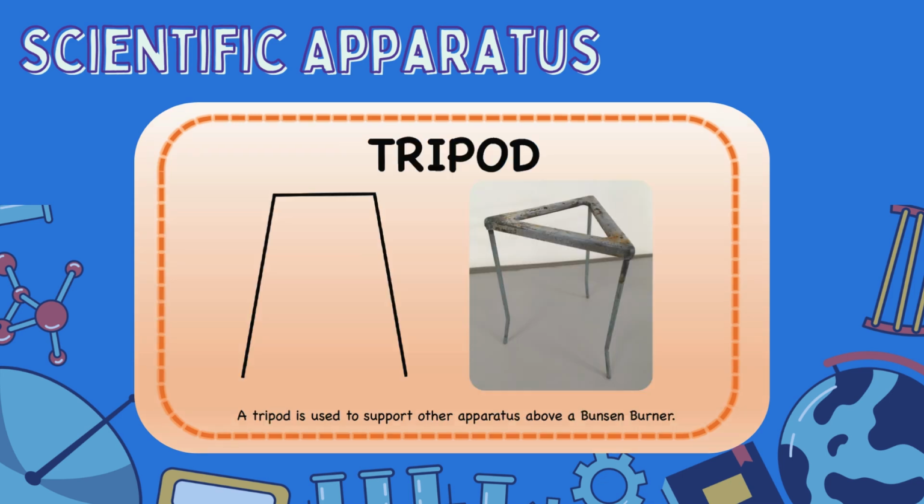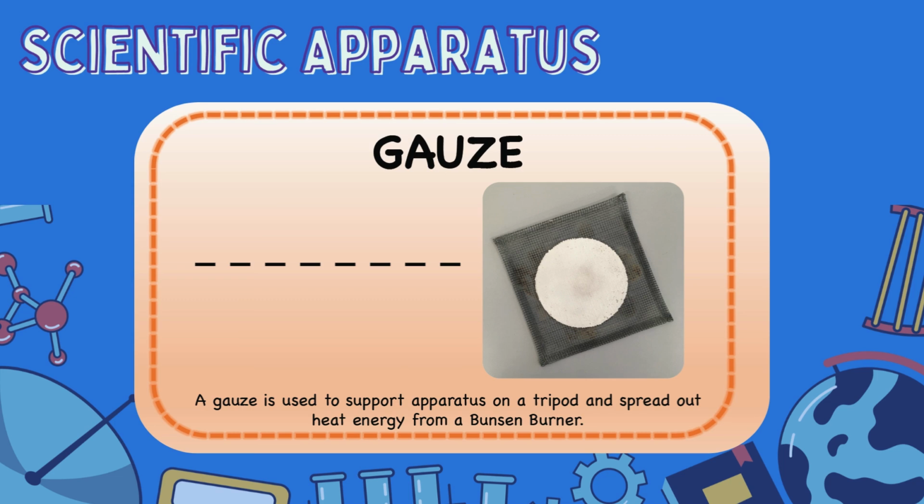With the Bunsen burner and the heat mat, we can also use a tripod. We can use a tripod to support other pieces of apparatus above the Bunsen burner. And then we might also need to use a gauze, which we'd place on top of the tripod, which helps to spread out heat energy and also to support the apparatus from falling through the tripod.